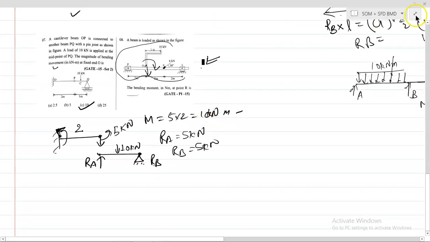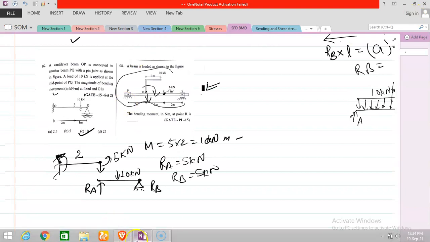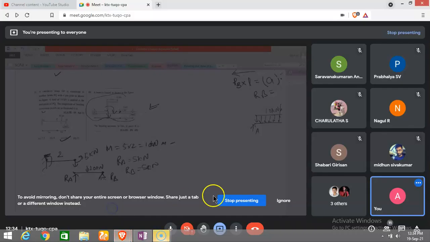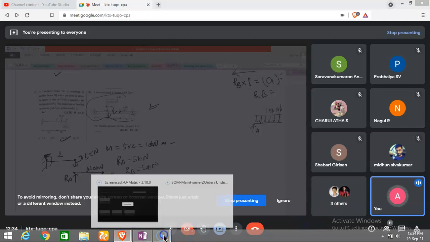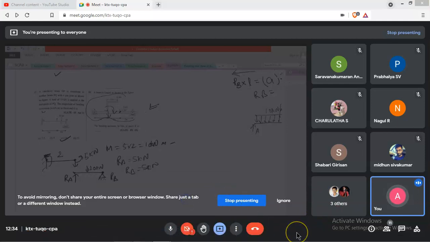So this is okay for bending moment and shear force. So I am just giving you 4 or 5 minutes. Please ask anything if you want. Is it okay about the bending moment and the shear force?